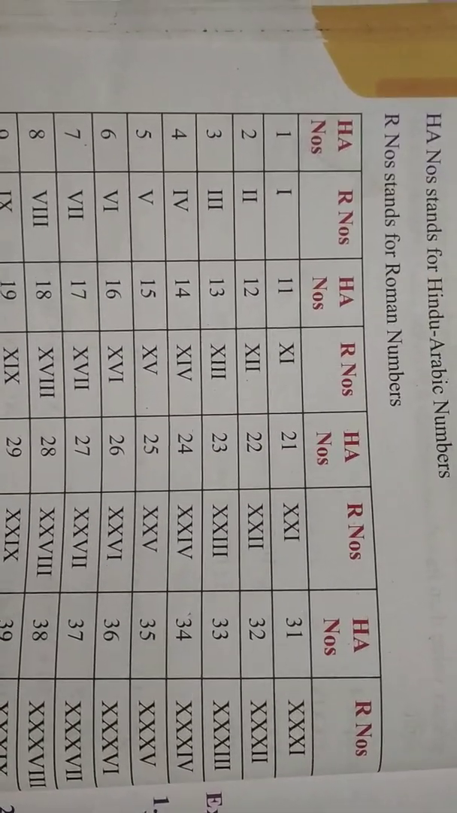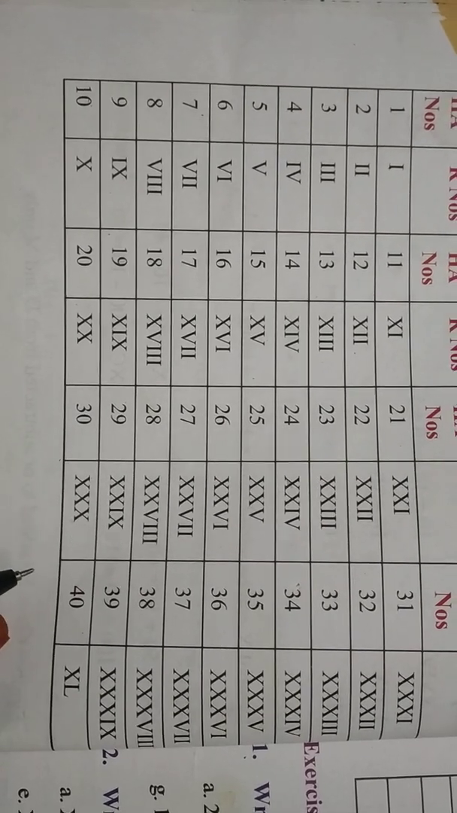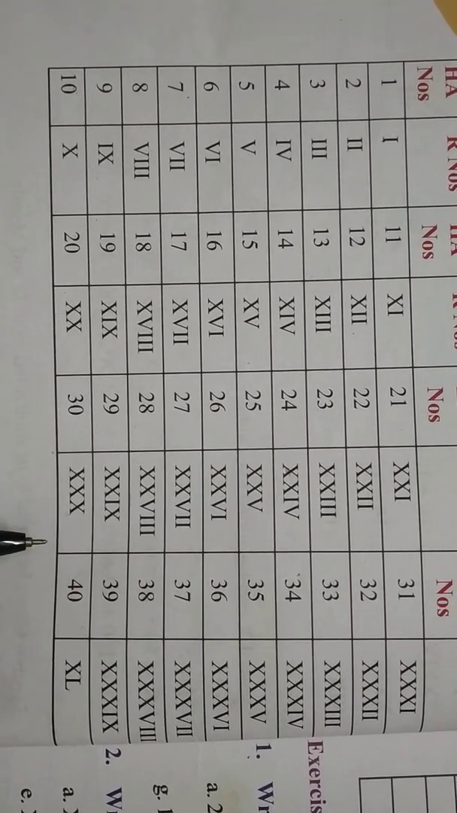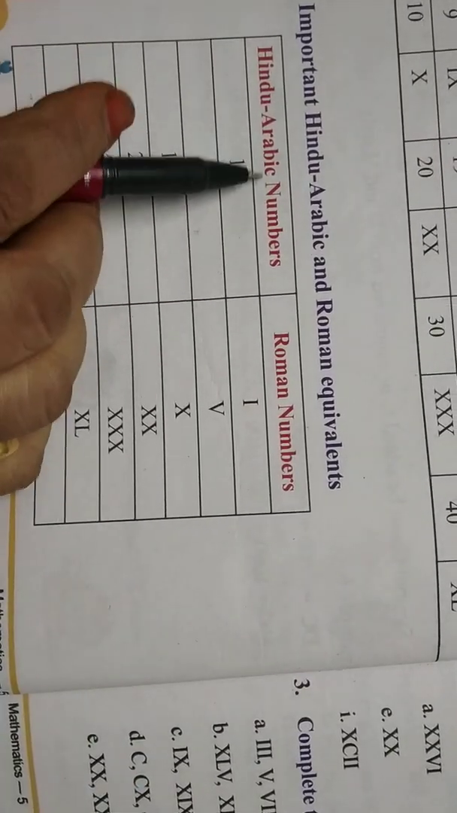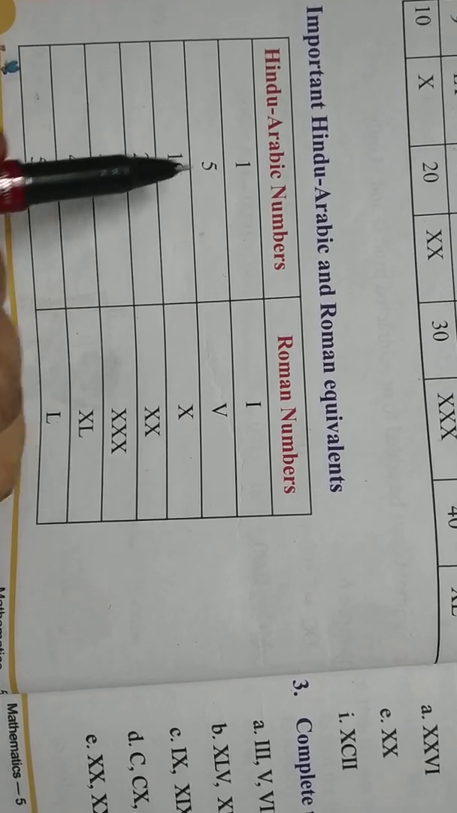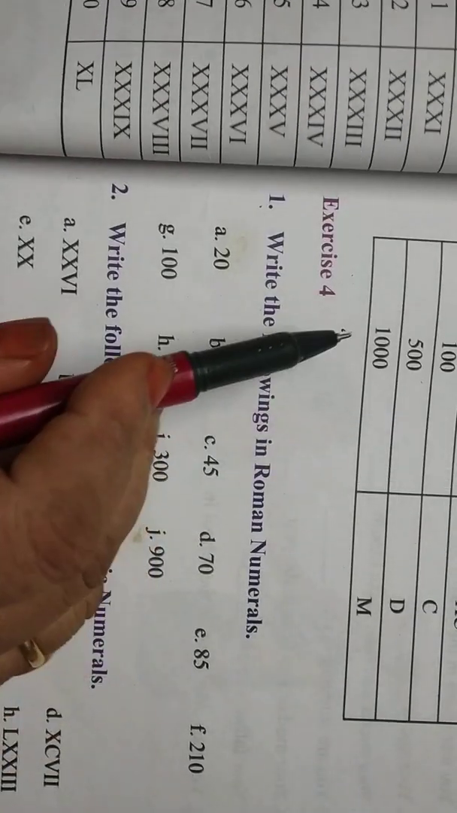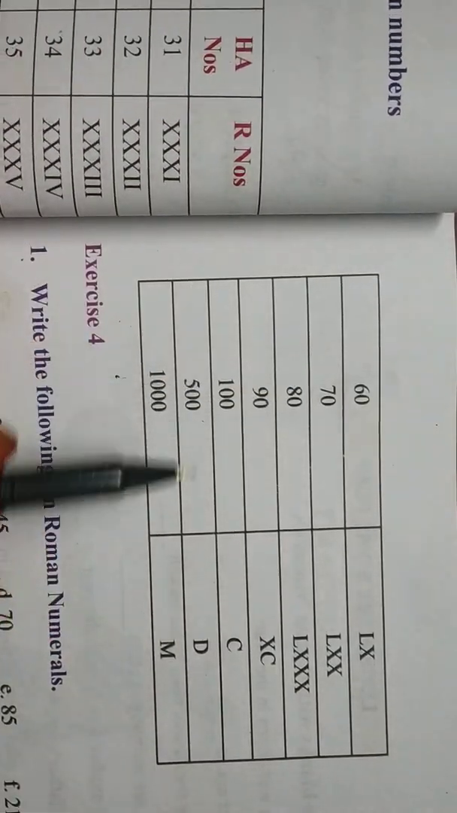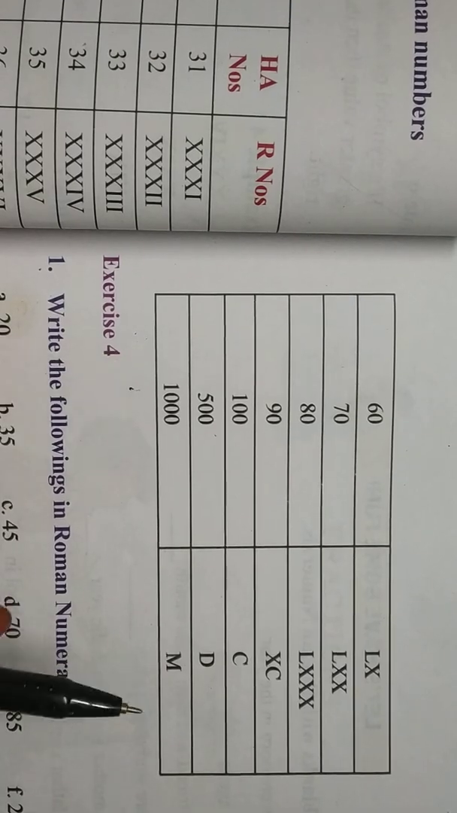I hope all of you remember these rules. We have already discussed them. Now from this table, I think all of you get the idea of how to write the Roman numerals. Here the important Hindu-Arabic and Roman equivalents for 1, 5, 10, up to thousands are given. You have to remember this, then it will be easy to write Roman numerals.